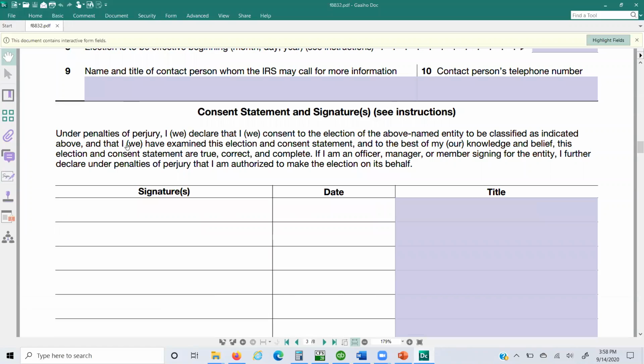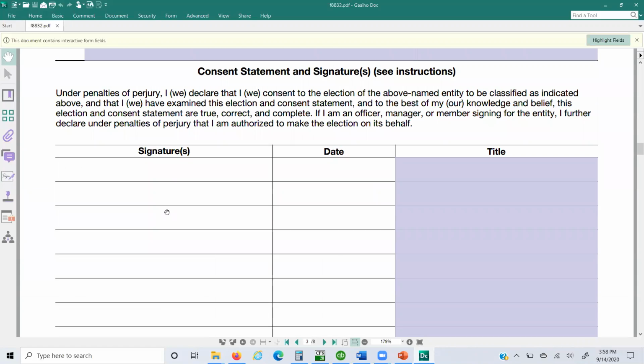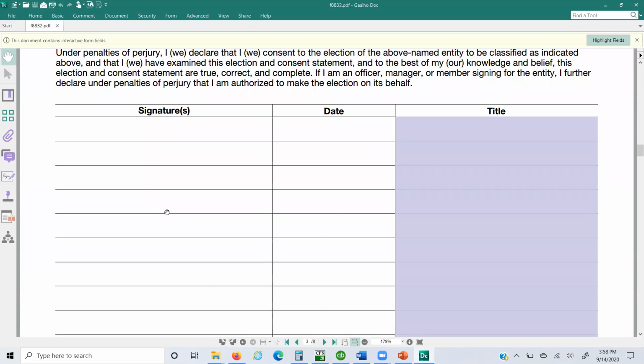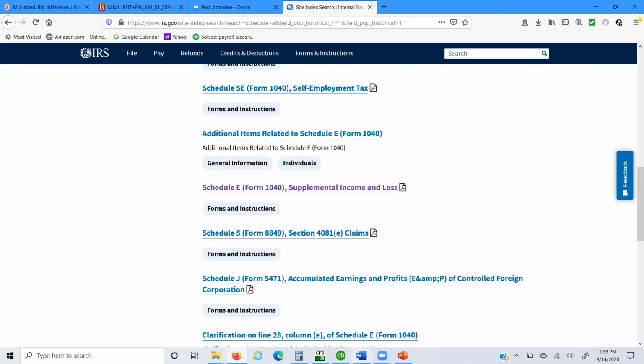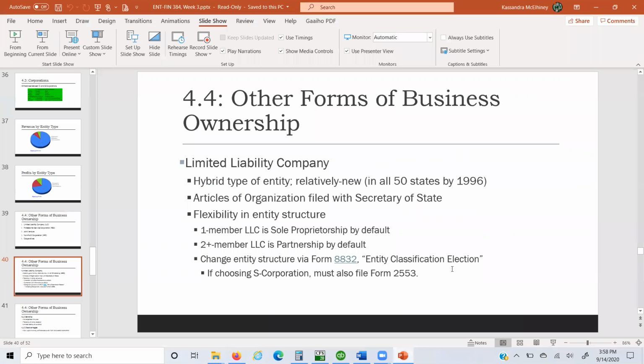And the shareholders have to sign it. Or, not the shareholders. In an LLC, the owners are called members. So the members would have to sign off, just like was the case with an S corporation. Your members have to sign in agreement to change the entity structure of the company.